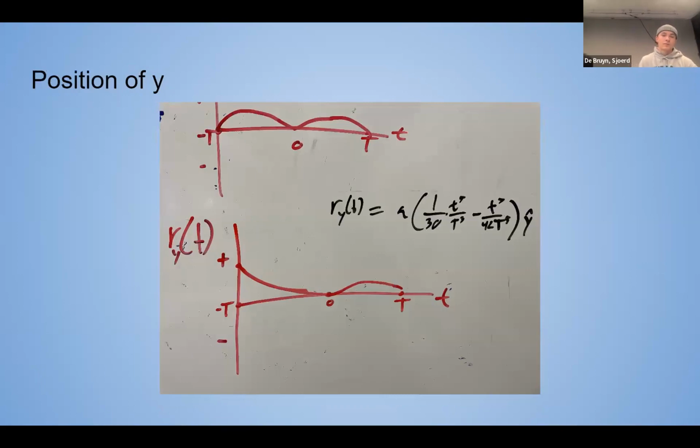And for the position of y, it starts positive. Then it slowly floats down as it goes towards the surface. It hits the base or origin, which would be the ground level, and it rises back up as you approach T.